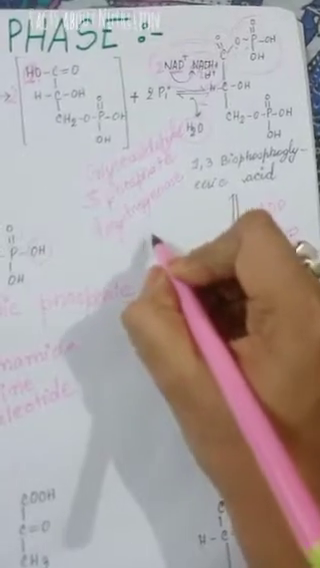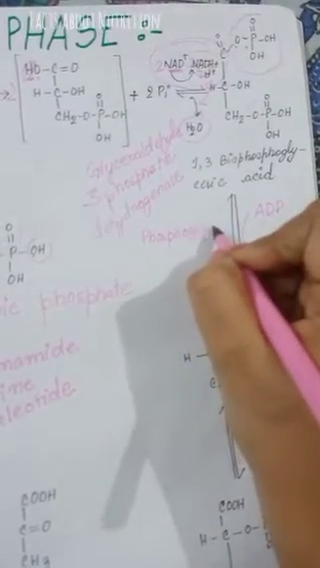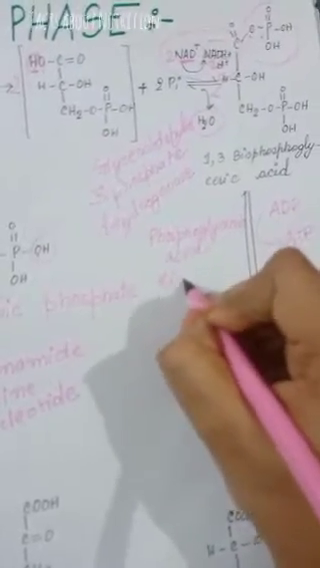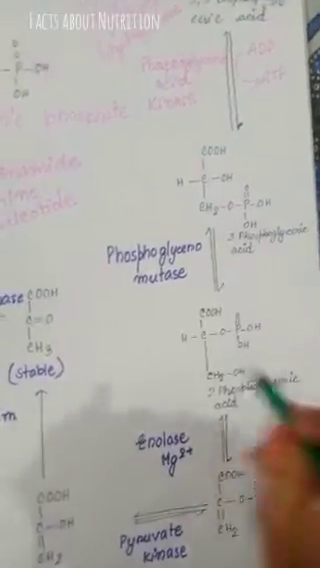The enzyme involved is phosphoglyceric acid kinase. I should change the color. Okay. 3-phosphoglyceric acid is formed. Now 2-phosphoglyceric acid will form, and here also an isomerase enzyme will be involved. Phosphoglyceromutase is the enzyme. It will change to 2-phosphoglyceric acid.